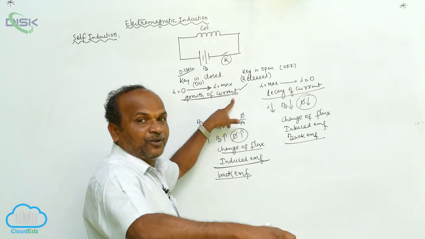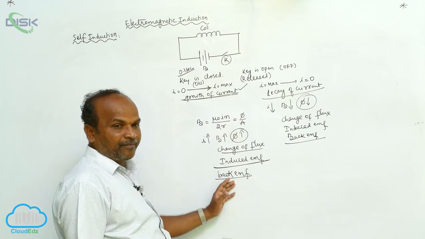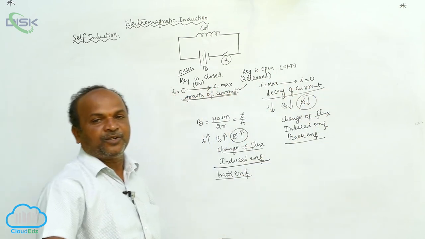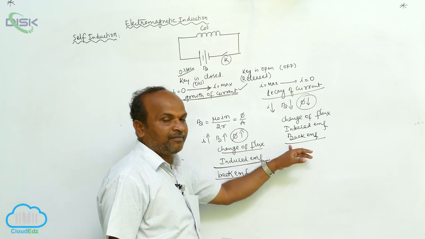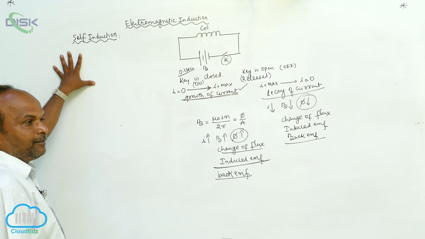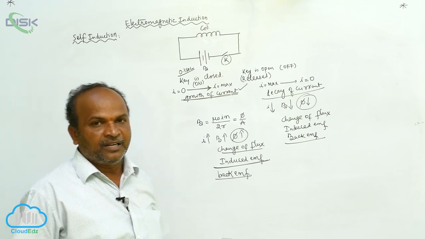Here, in the case of growth of current, it is opposed by a property just because of this back EMF. In the case of decay of current, it is also opposed just because of this back EMF. That property is called self-induction. Now, what is the expression for self-induction?